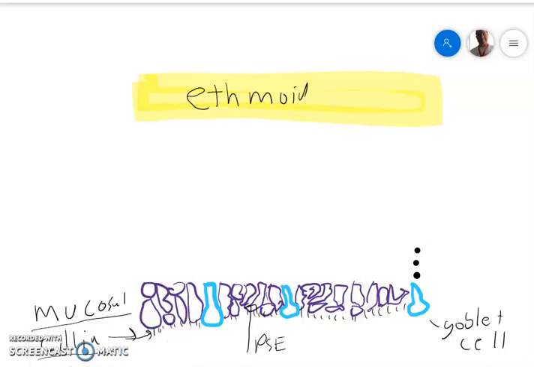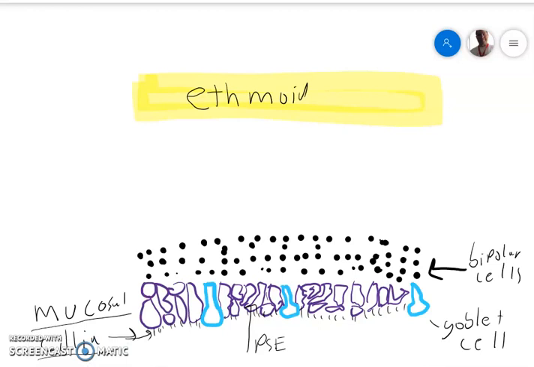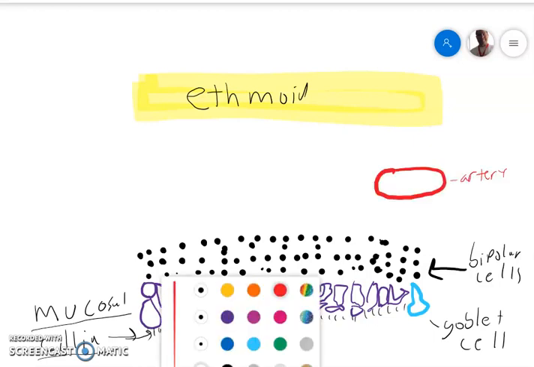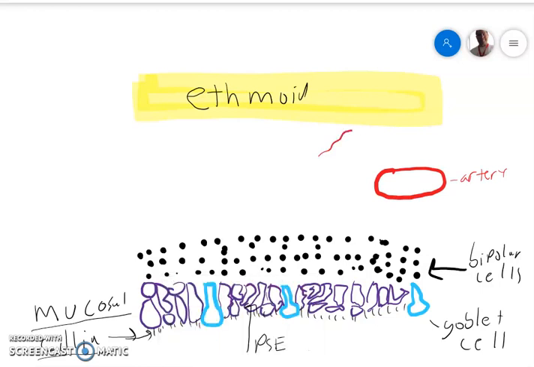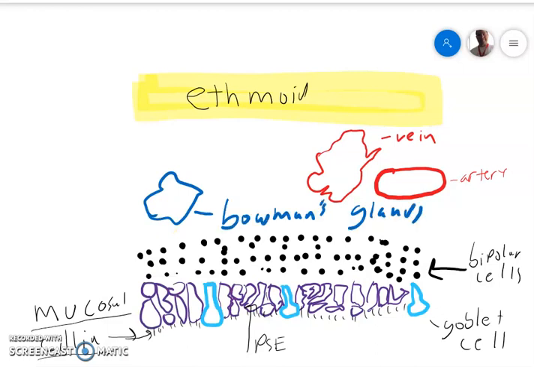It's just doing a bunch of black dots. Now, I like this histology slide because it shows the vessels as well. So we are going to have an artery with its thick muscularis, and we're going to have a vein. Remember, veins are larger, but they tend to be amorphic, with a thinner muscularis. Now, there are these glands in here called Bowman's glands, and they actually add to the secretions of these goblet cells. So this is the submucosa.